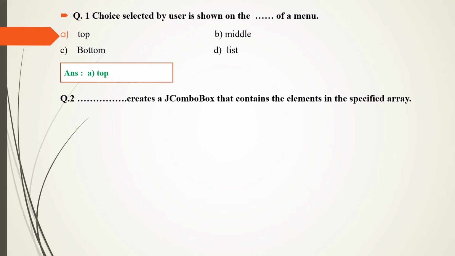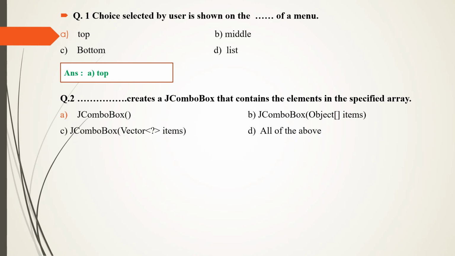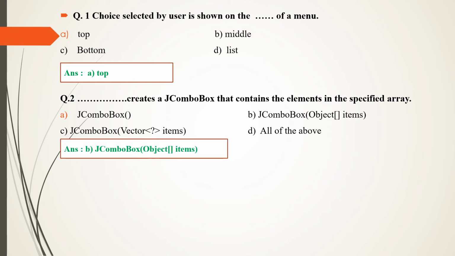Second question: create a JComboBox that contains the elements in the specified array. First is the default constructor. Second is the constructor with a parameter array. Third is the constructor with a parameter vector object, and the last option is all of the above. The answer of this question is option B, the JComboBox which has one parameter array.